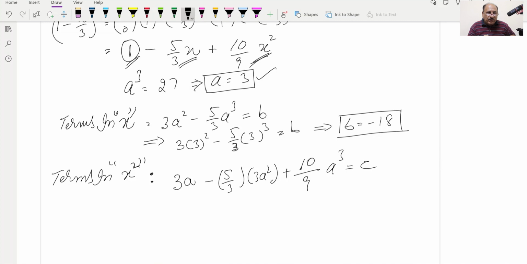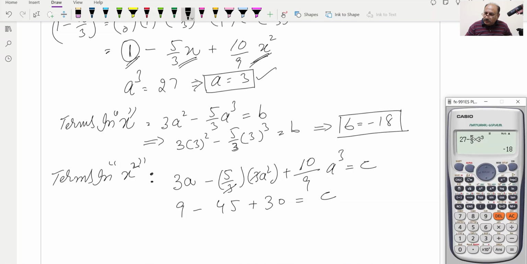Now we can replace the a values. The a value is 3, so 3 into 3 will be 9, minus, this 3 will be cancelled with 3, and we will get 9 fives are 45, and plus 3 nines are 27, 9 threes are, and this will be 30, and this is equal to c. And 9 minus 45 plus 30 will be equal to minus basically 66, so we have made some mistake over here.